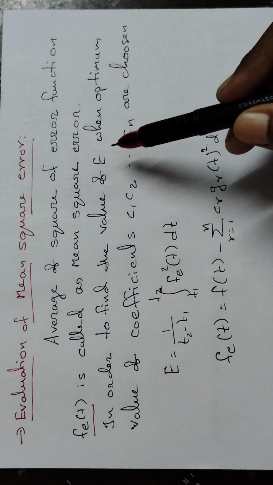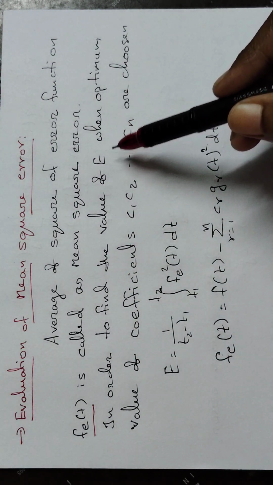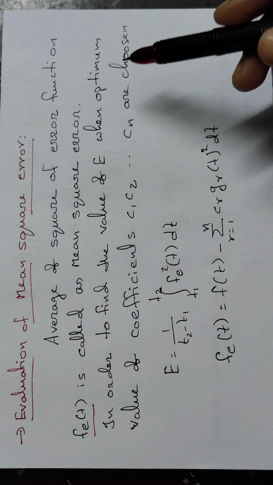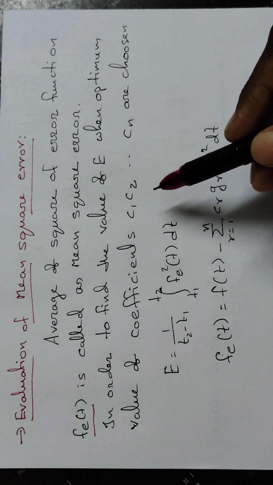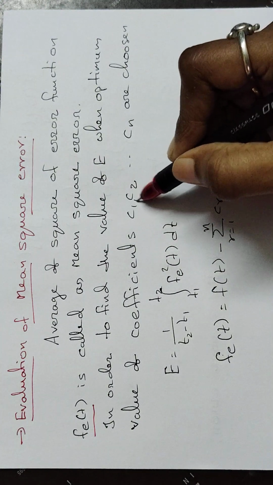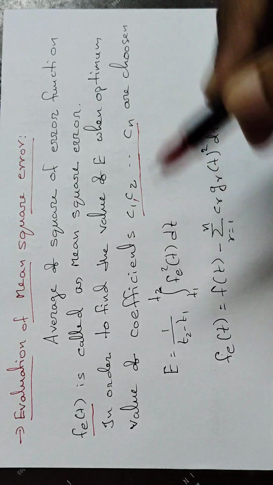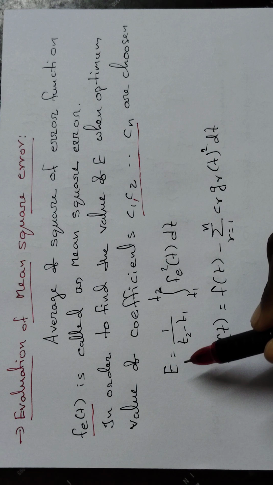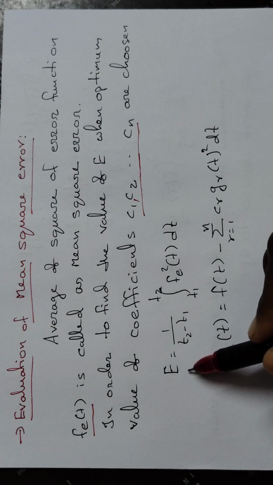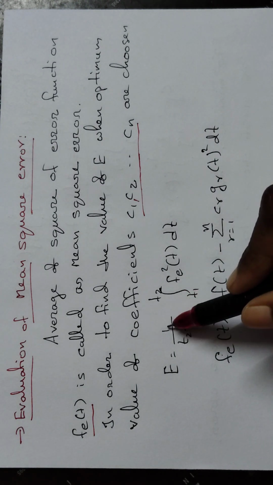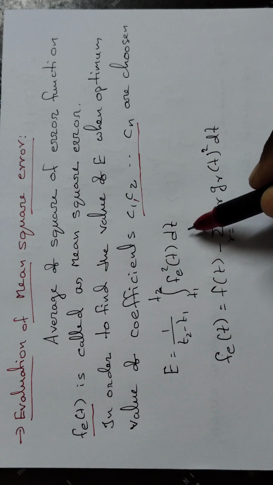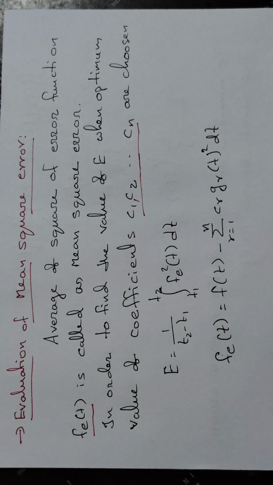In order to find this value of E when the coefficients are optimum, here the optimum values are nothing but the component values. We have to take n component values, represented as C1, C2 and so on up to Cn, so we have to choose these component values. The equation for the minimum mean square error is E is equal to 1 by t2 minus t1 integral t1 to t2 fe square of t into dt.